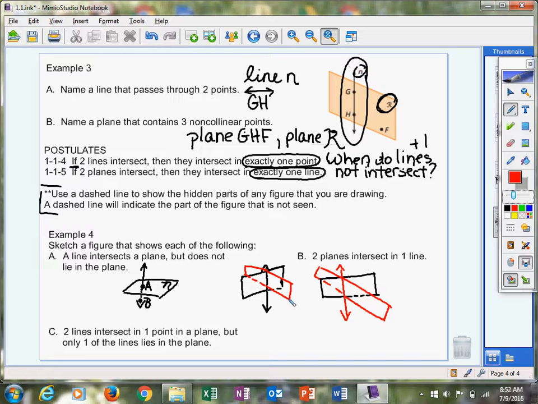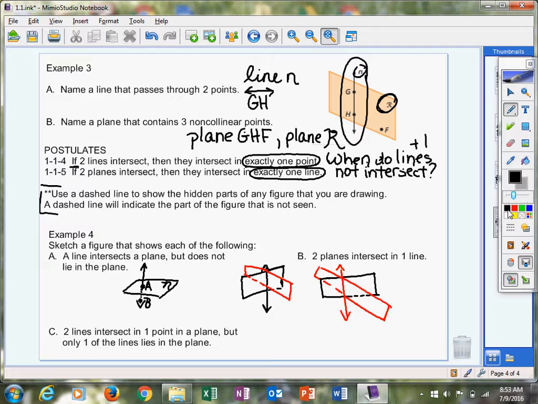There we go. Okay. So I don't know, maybe the second one's a little bit better than the first one. Maybe drawing that line first would be a better idea, knowing that the two planes are going to form the line according to 1-1-5, and that could be your starting spot.